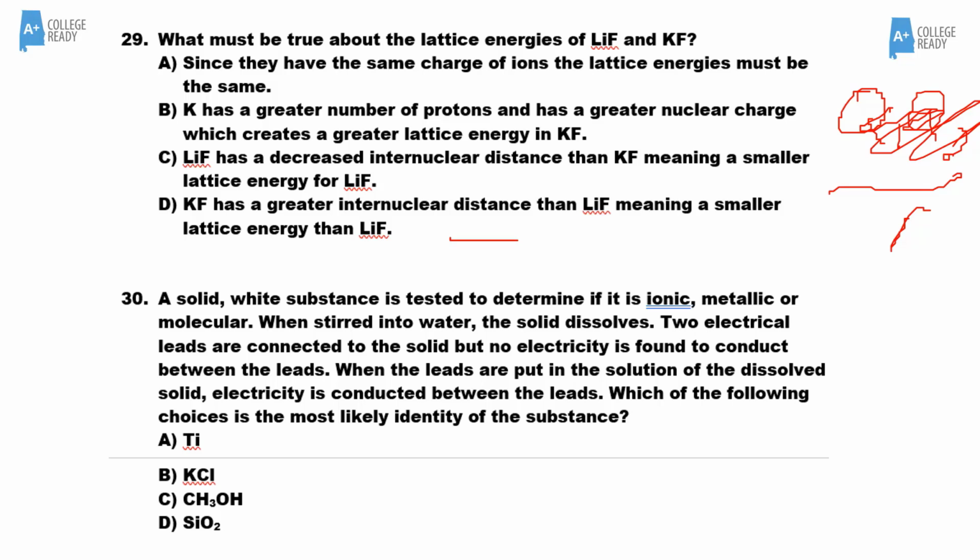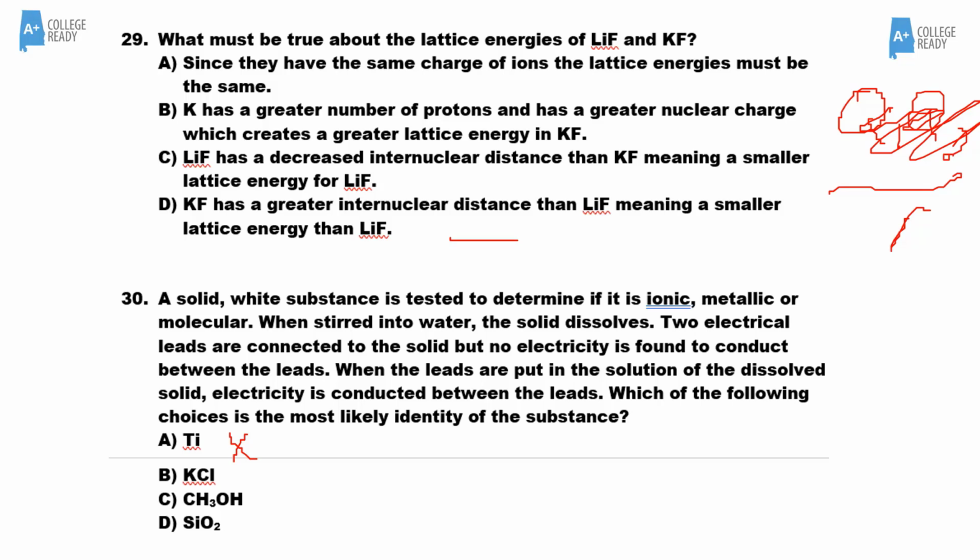If you have to test whether something is ionic, metallic, or molecular, you're going to look at a whole host of things. Does it dissolve? Does it conduct electricity? Is it malleable? Those kinds of things. So, two electrical leads are connected to the solid, but no electricity is found. So we have to automatically take out the metal, because we know that metals do conduct electricity in their solid state. When the leads are put in a solution of it, so meaning it's been dissolved in water, electricity is conducted.